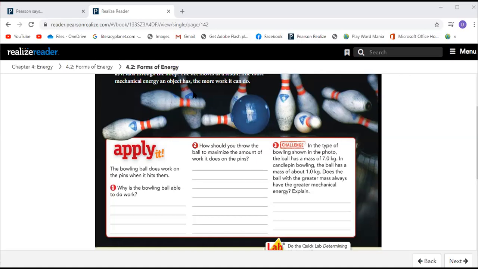Okay. Why is the bowling ball able to do work? Why? What do you think? Why does this bowling ball, when I throw it, let these bottles fall down? It will do work. Why? Because it has what?